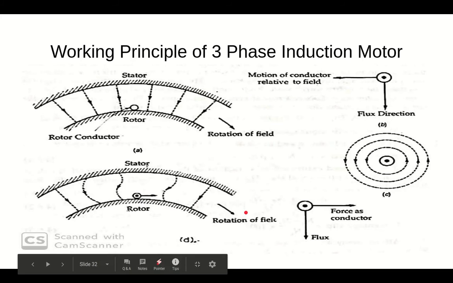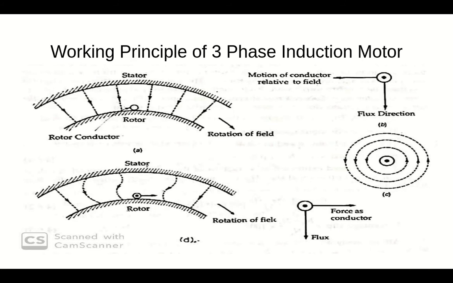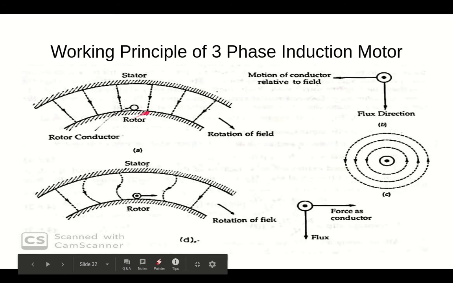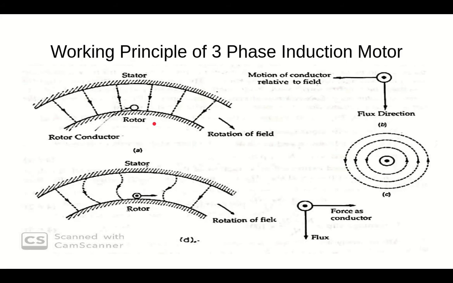After that, the direction is represented by this diagram. So the working principle of a three-phase induction motor is, let us consider a stationary rotor, or let this conductor be subjected to the rotating magnetic field produced when a three-phase supply is connected to the three-phase winding on the stator.